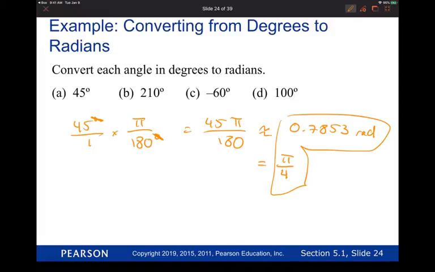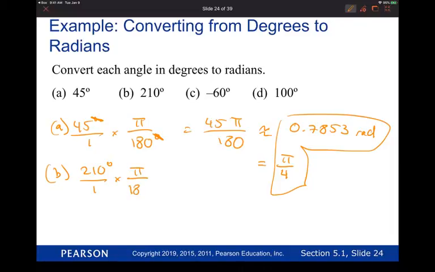45 divided by 180. Okay. Let's do another one really quickly. We got 10 minutes. So for part B, we want to convert 210 degrees to radians. Again, we're going to put it over 1 and multiply by pi over 180.